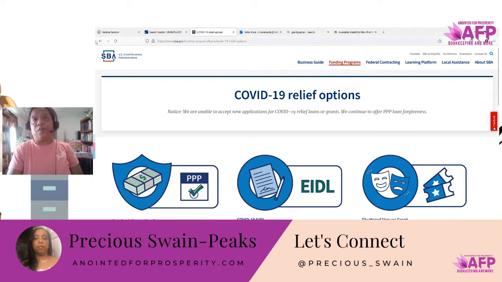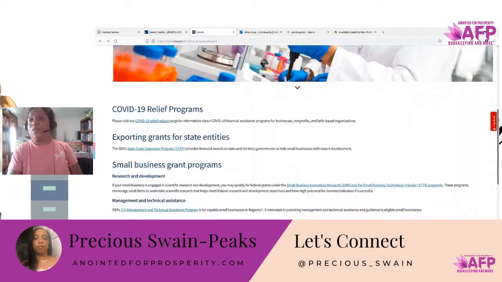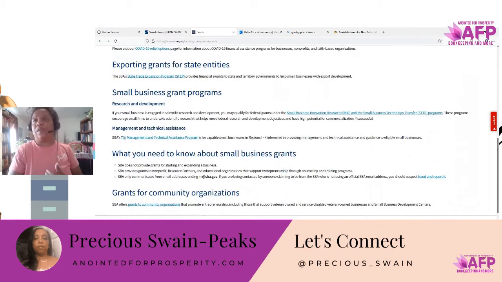So we're going to go back. We're going to look at some other grant options. If you work for a government entity, you know that government entities also rely on grant funding in most cases.